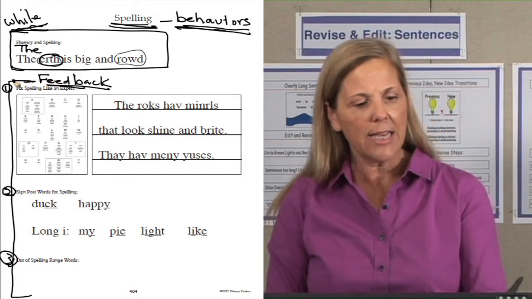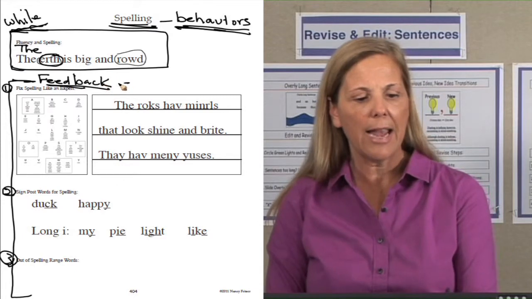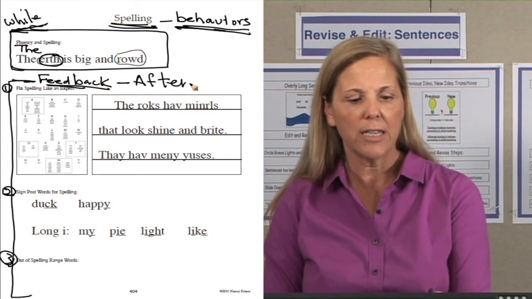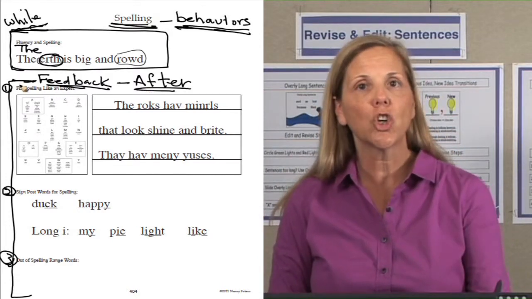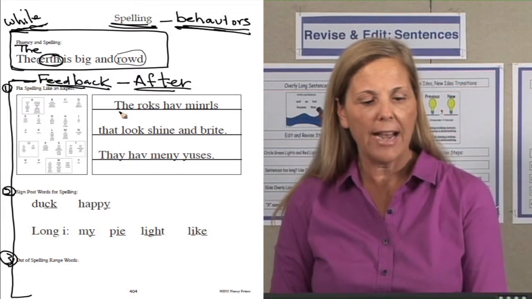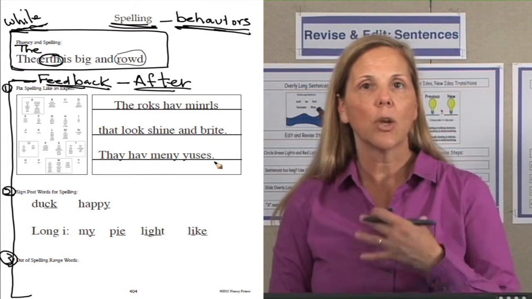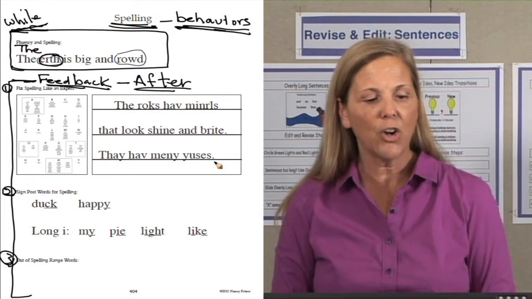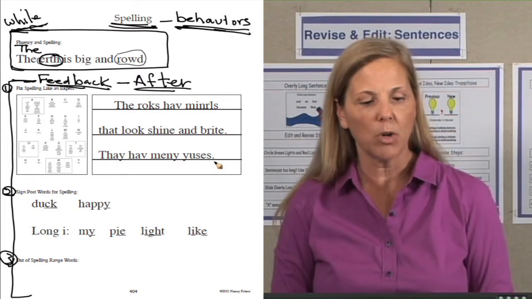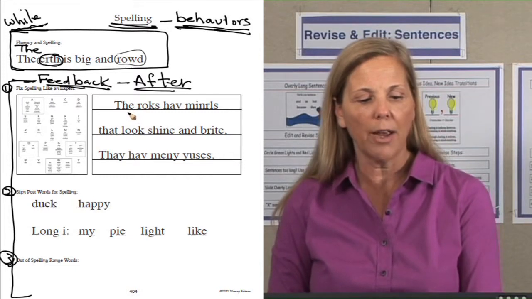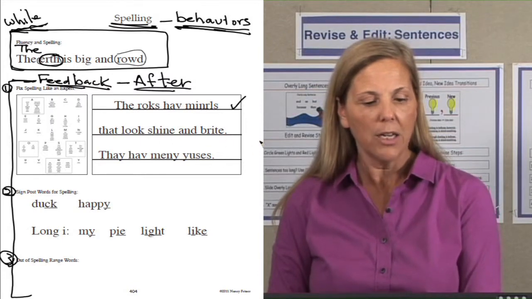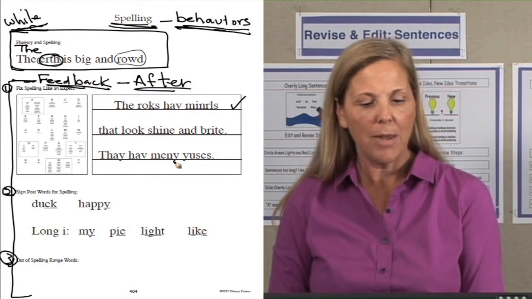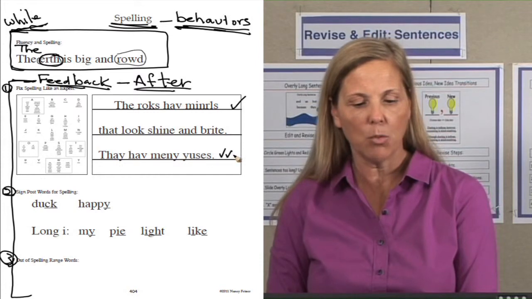That's right. The next section of this example is feedback after the student has finished writing. So they have all this writing on their page. I'm going to follow the chart that I showed you. So notice we have, the rocks have minerals that look shiny and bright. They have many uses. So as a teacher, when I see this, my first feedback is going to be for high frequency words. So I'm going to go through on each line. The rocks have, oh, I notice have is a high frequency word. That looks shiny and bright. They have many uses. Wow, there's 4 high frequency words there.